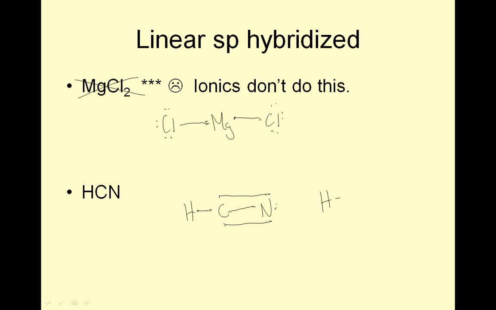So that's HCN. Now, do you see how there's only two regions of negativity? Here's region one, here's region two, and it doesn't matter if you call this one and this two. But there's only two of them. Two regions means it's going to be SP hybridized.